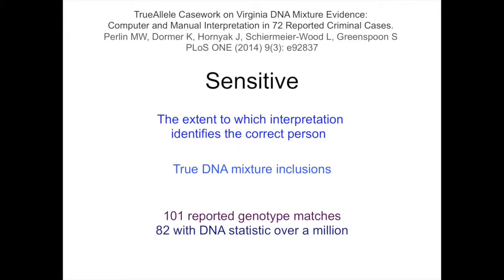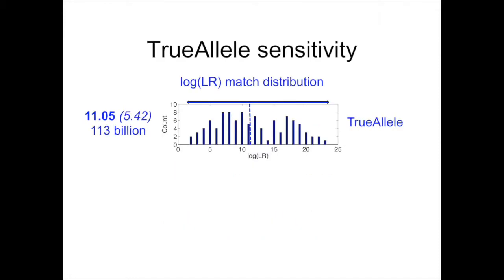But the extent to which the interpretation identifies the correct person, in other words, true inclusions. On the 101 reported DNA matches that we found out of 111 that were attempted on these actual cases that human review struggled with, about 82 had a DNA statistic over 100. This is the main plot we're going to be looking at for the rest of the talk.